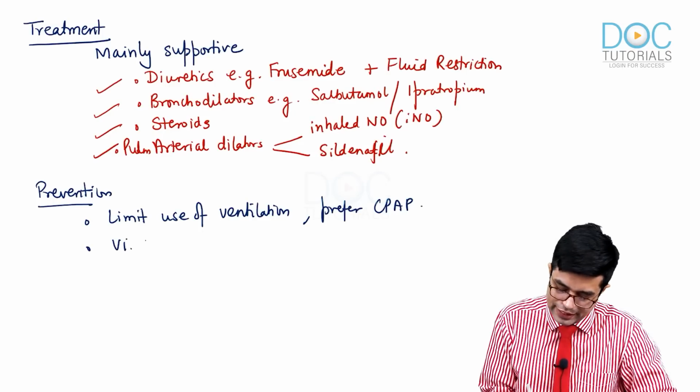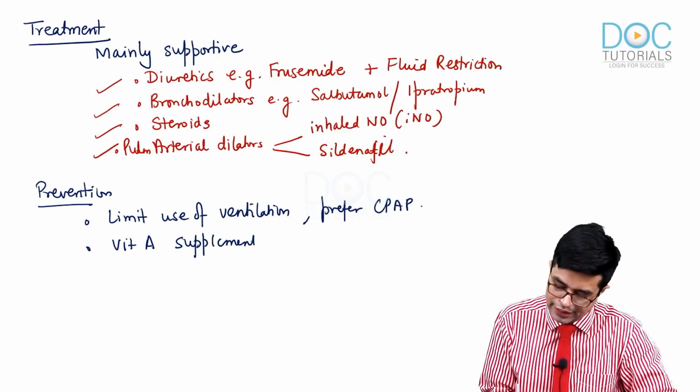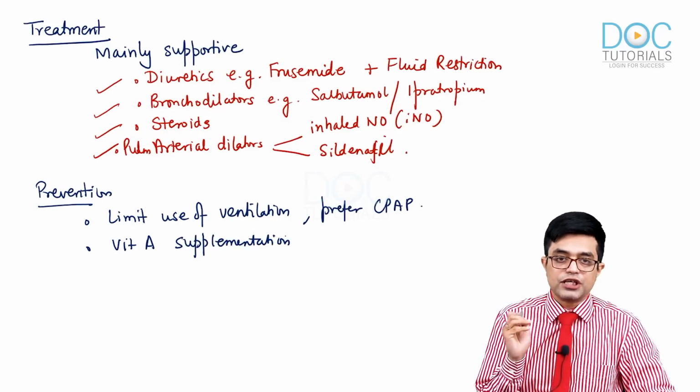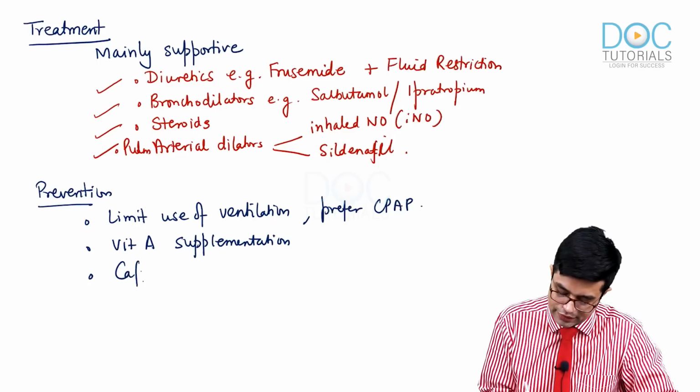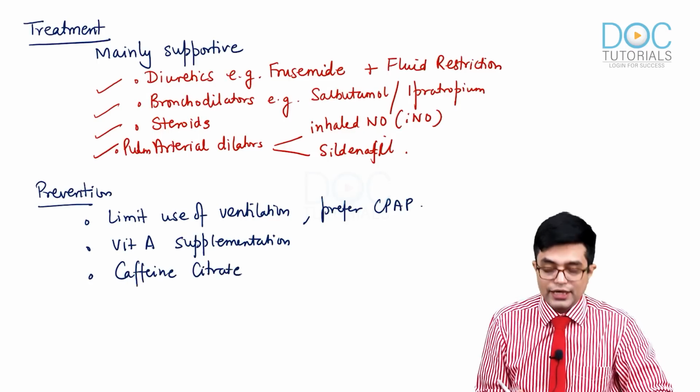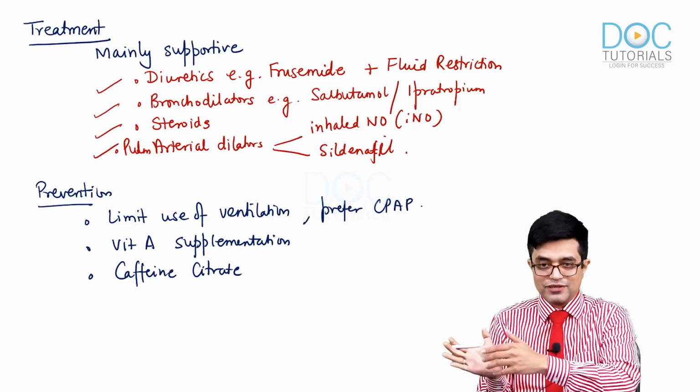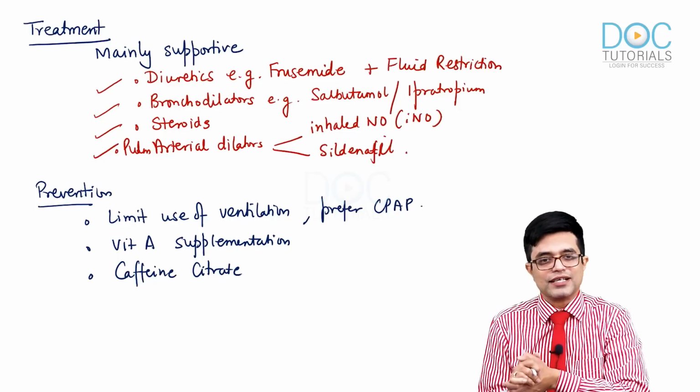Secondly, vitamin A supplementation. Studies have shown vitamin A supplementation in preterm newborns decreases the chances. Third, caffeine citrate. When caffeine citrate is given for apnea of prematurity, it also, as a good side effect, decreases the chances of BPD.